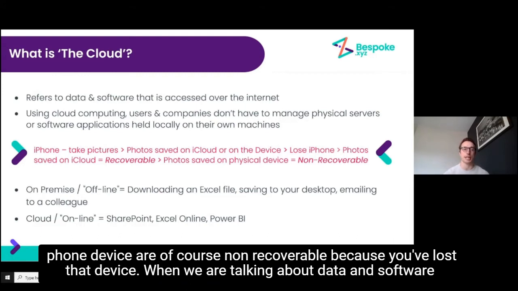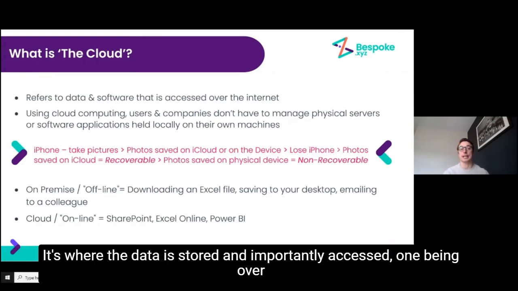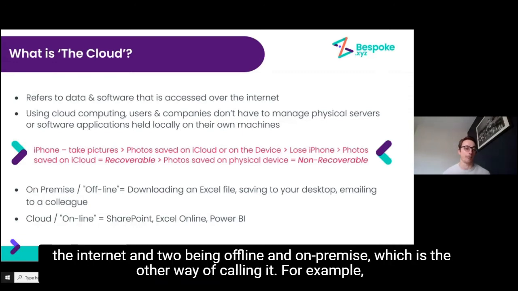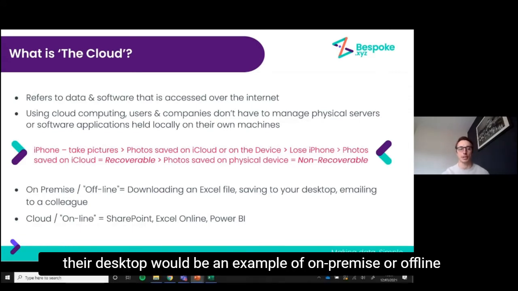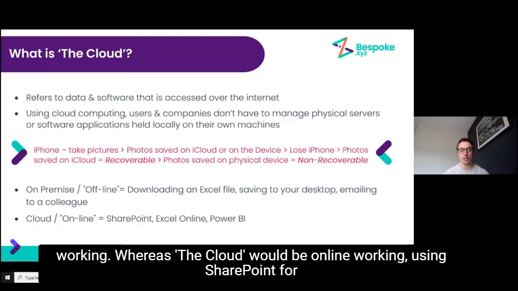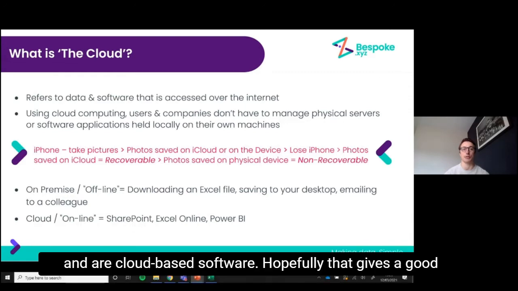So when we're talking about data and software, that same logic can be applied. It's where the data is stored and, importantly, accessed: one being over the internet, and two being offline, or on-premise as the other way of calling it. So for example, downloading an Excel file, saving it to your desktop and then emailing that to a colleague who then saves that to their desktop would be an example of on-premise or offline working, whereas the cloud would be online working, so using it via SharePoint, for example, or using Excel online, or tools like Power BI that access data through the internet and are cloud-based software.